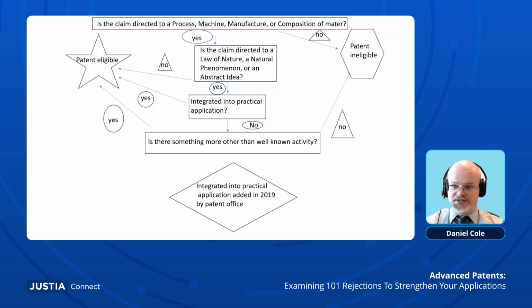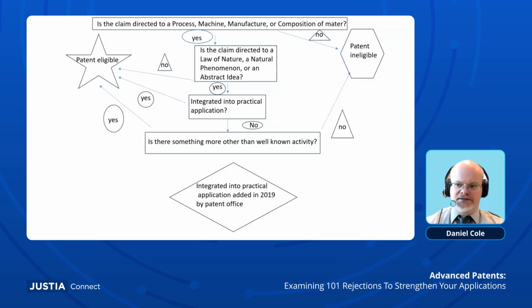If it's not put into a practical application, according to how the Patent Office defines that, you then can still get over the 101 analysis by what is the original second question asked by the Supreme Court: Is there something more than well-known activity that integrates the exception into something more?